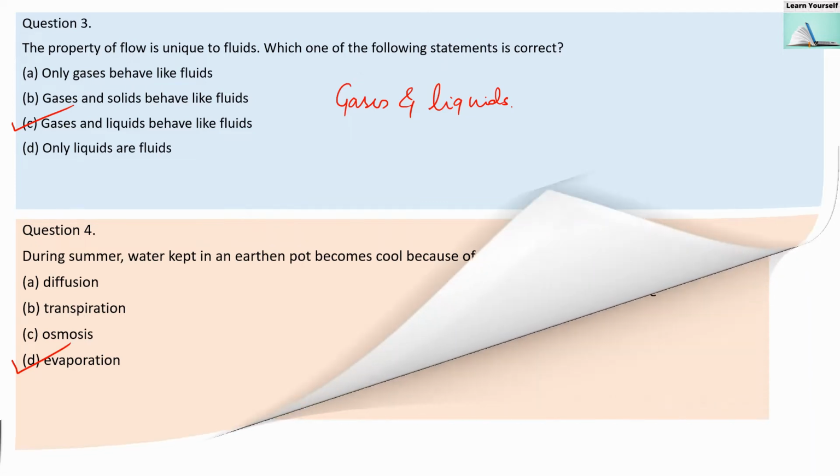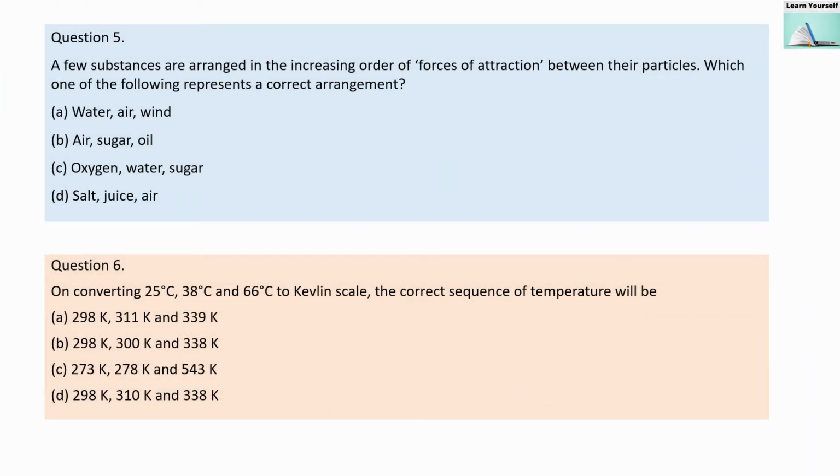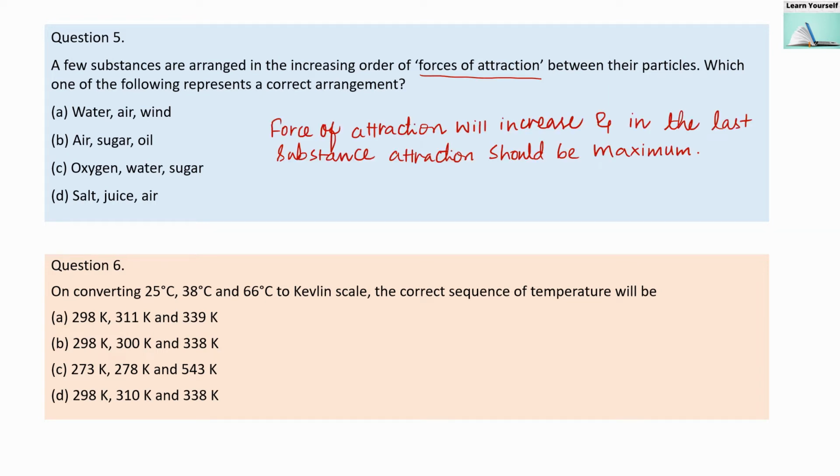Question number 5. A few substances are arranged in the increasing order of force of attraction between their particles. Which one of the following represents a correct arrangement? Now, when we are arranging substances in increasing order of force of attraction, that means the force of attraction will increase, and in the last substance, the attraction should be maximum.